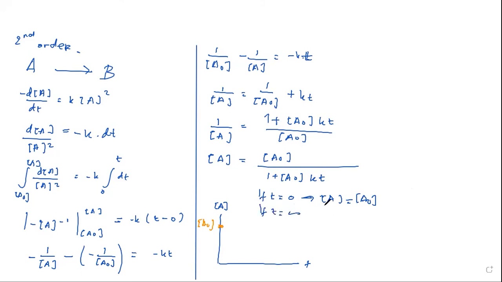Okay, if T goes to infinity, the concentration of A equals 0. So the concentration of A will be 0 if T is this large, so the curve will not go below the x-axis, which is time. Yeah, so the graph will be like this.